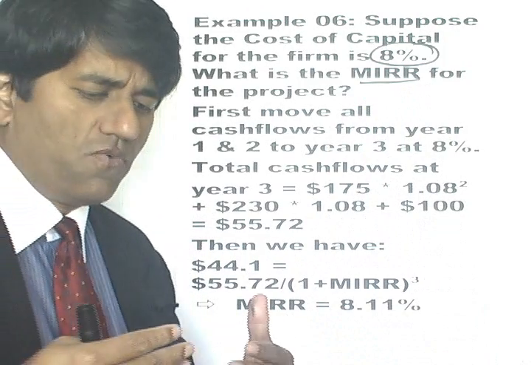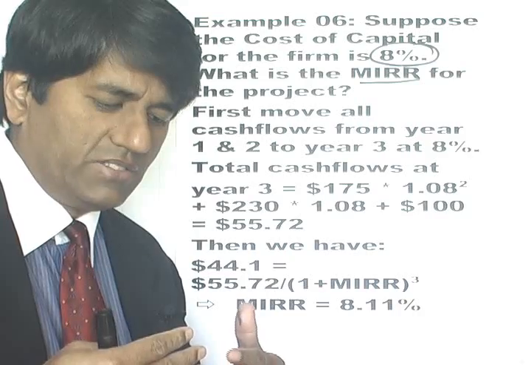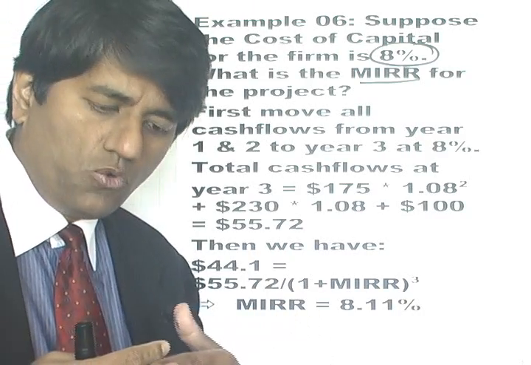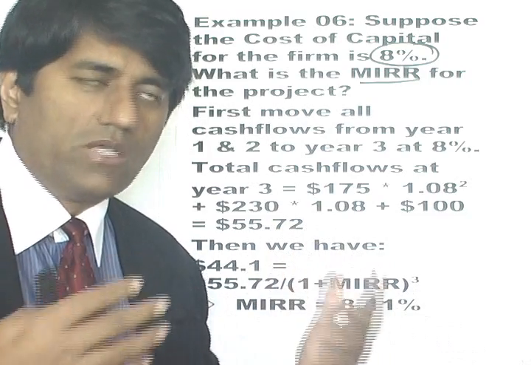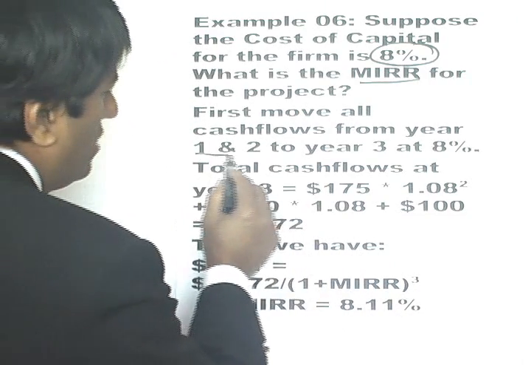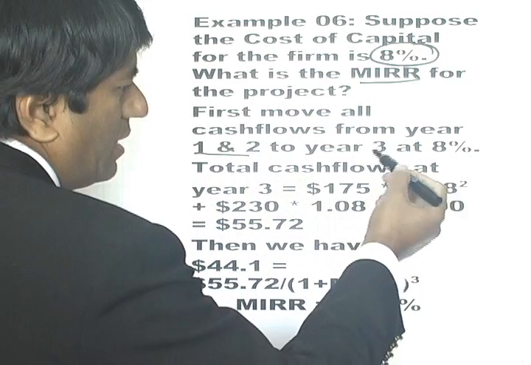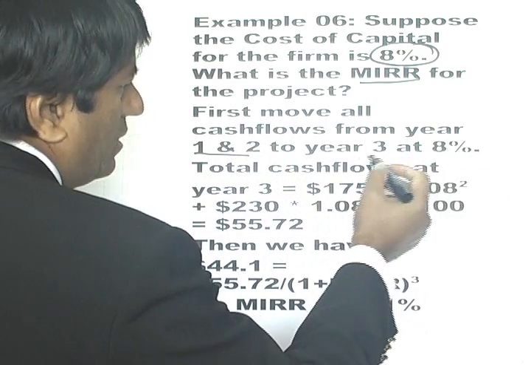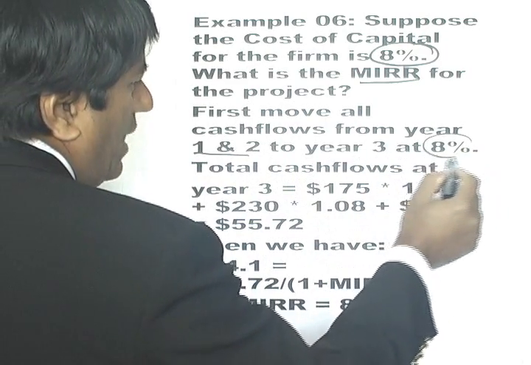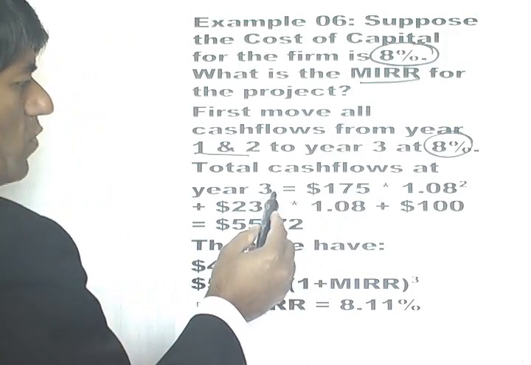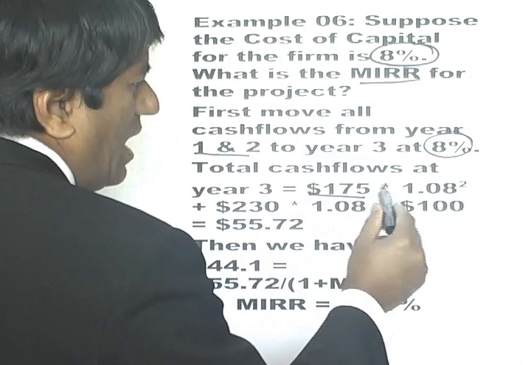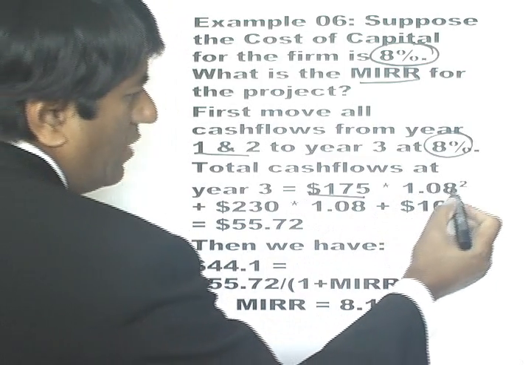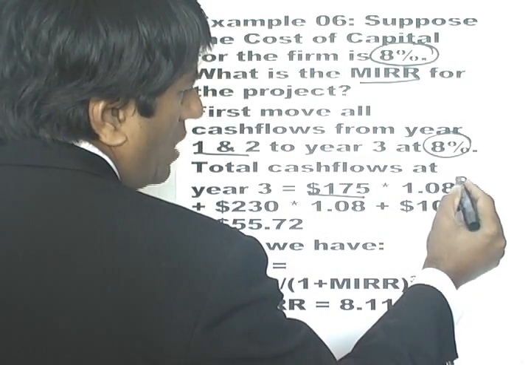So first, move all future cash flows, that's years 1, 2, and 3, to date 3 at the cost of capital. The cash flow at year 3 is already at 3, and we move the rest at 8%. So the total cash flow at year 3 becomes the cash flow at year 1, which was 175, into 1.08 to the power 2.